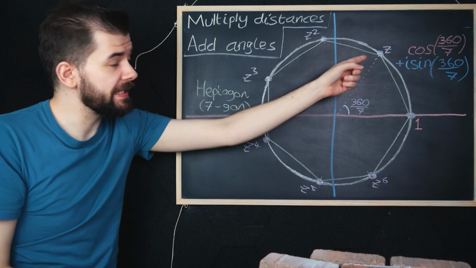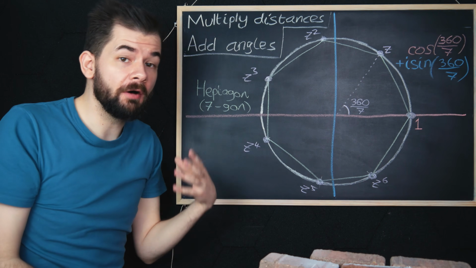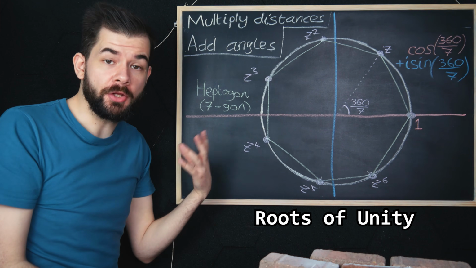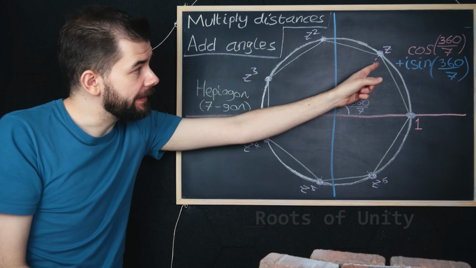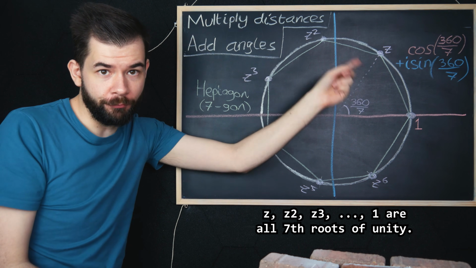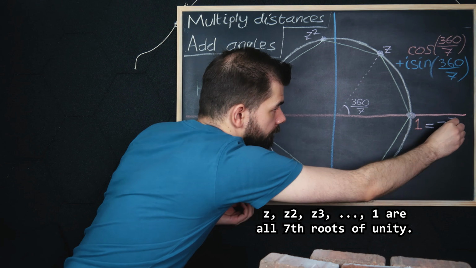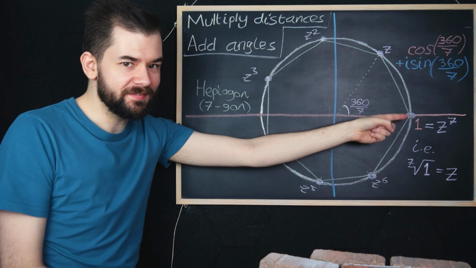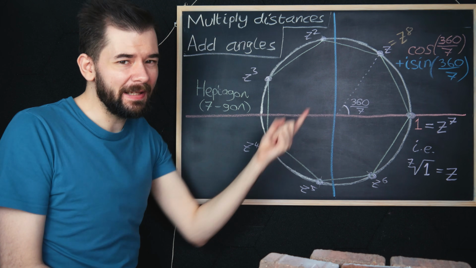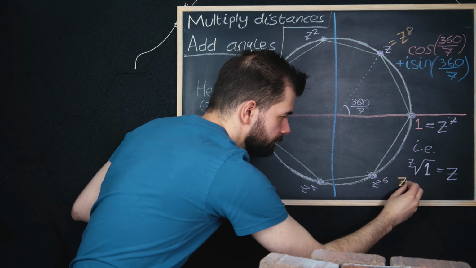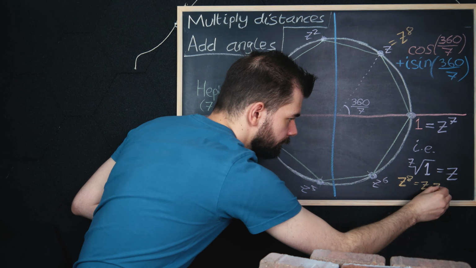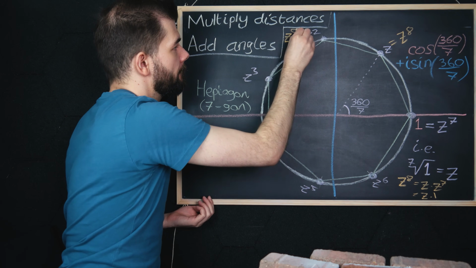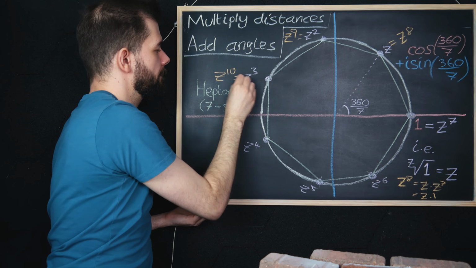These complex numbers here have the fancy name of roots of unity. Root like nth root and unity meaning 1. Here, for example, is the 7th root of 1, because if I take it to the power of 7, I get 1. Notice also that z to the power of 8 is the same as z to the power of 7 times z. Z to the 7th is 1, so this is the same as z. Similarly, z to the 9th is z squared, z to the 10th is z cubed, and so on.